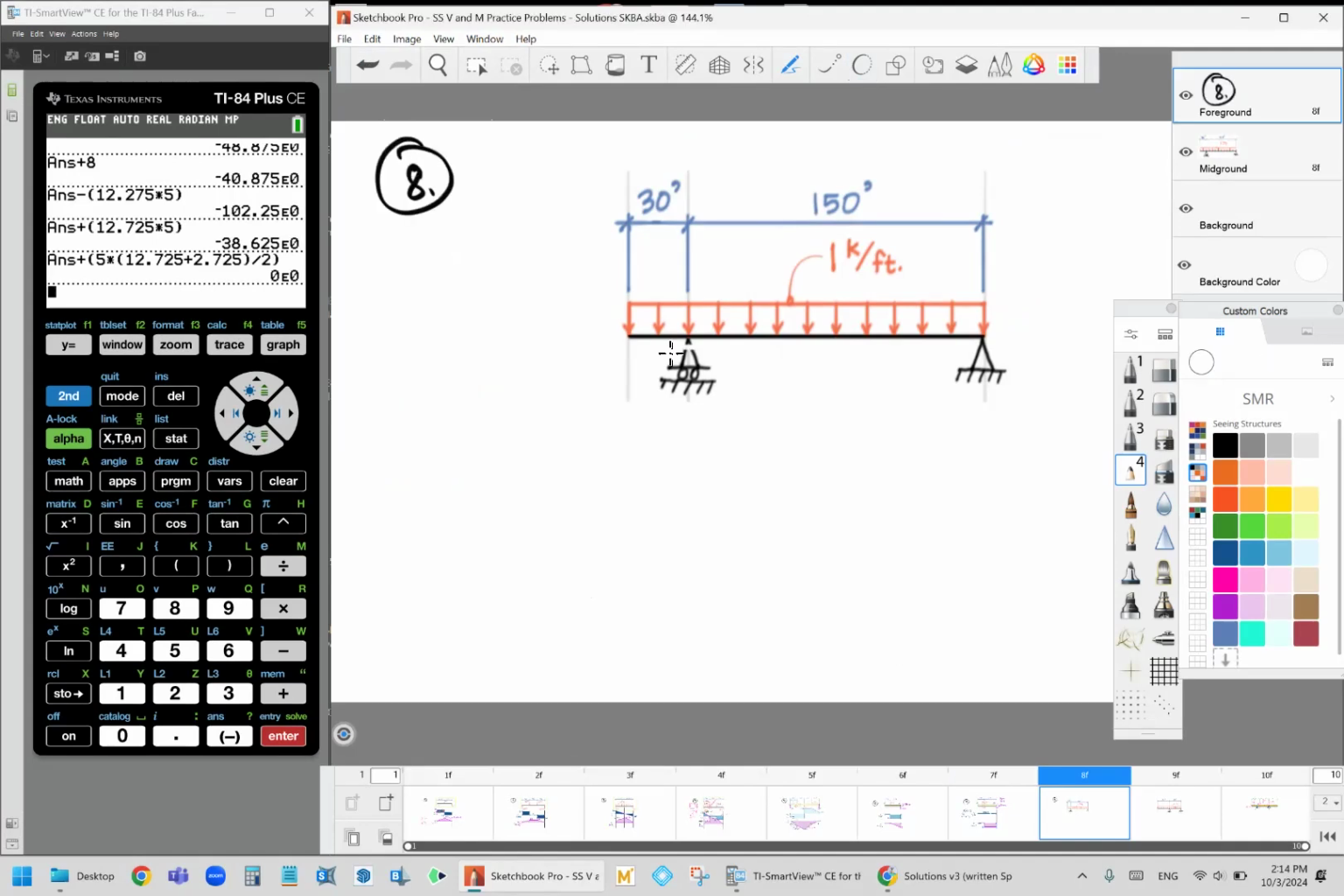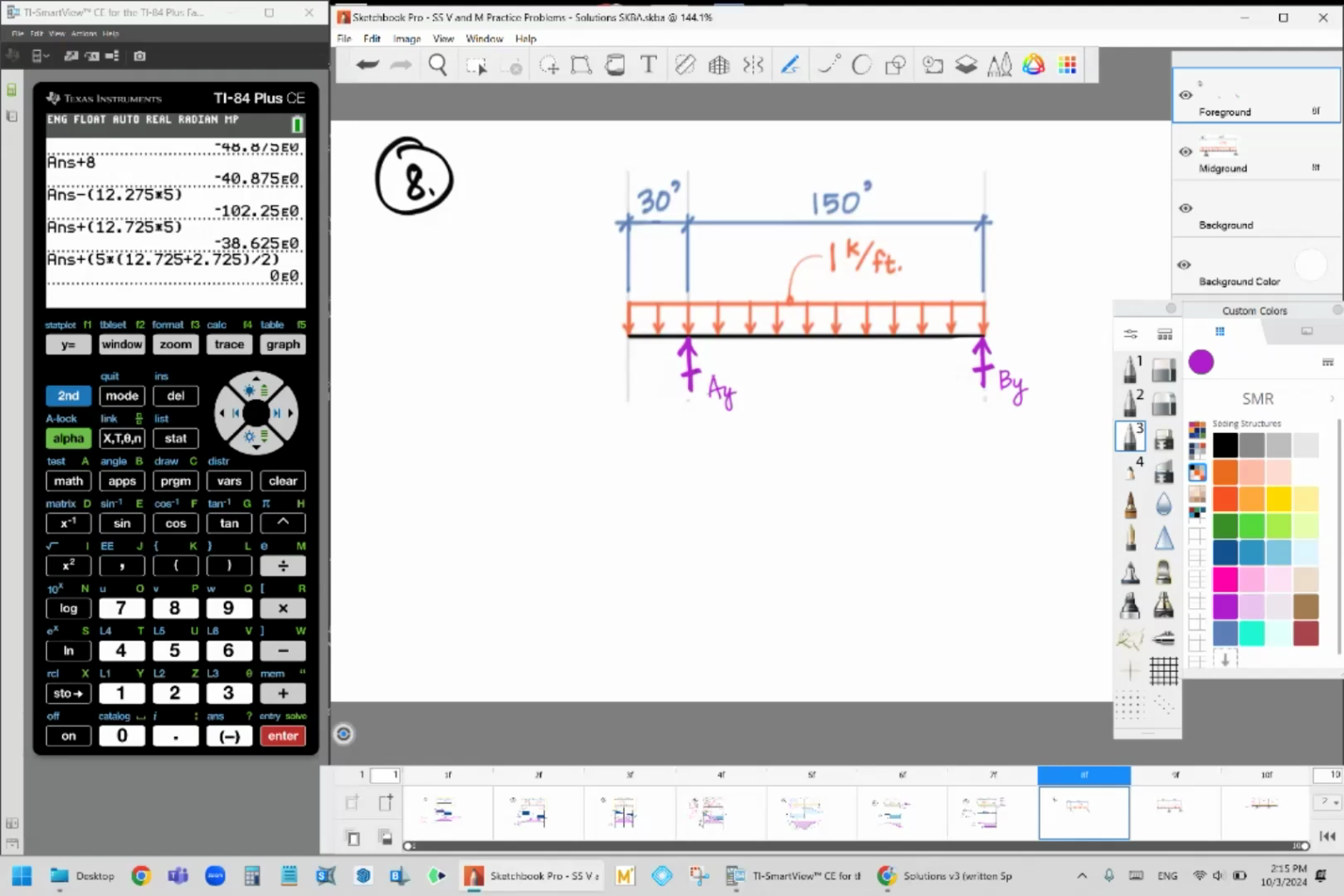And let's see, I don't have any horizontal loads in the system, so I'm not going to have any horizontal reactions, but I am going to have verticals. So let's assume upward and upward, and I'll call this A sub y, I'll call that B sub y, and we get to do our reactions.